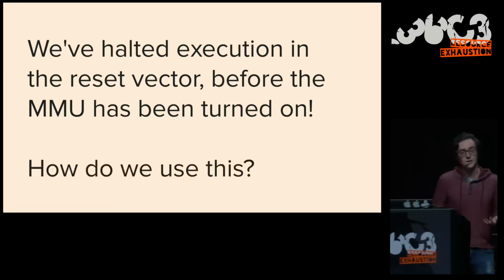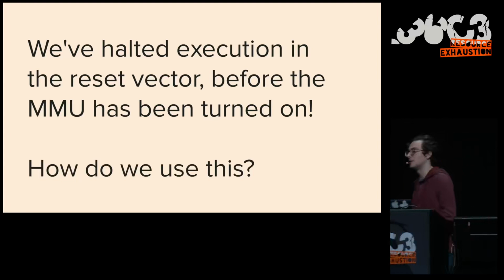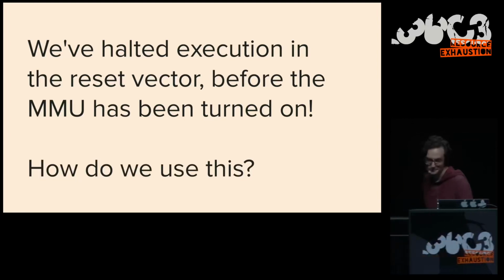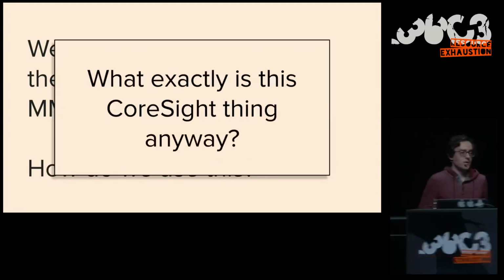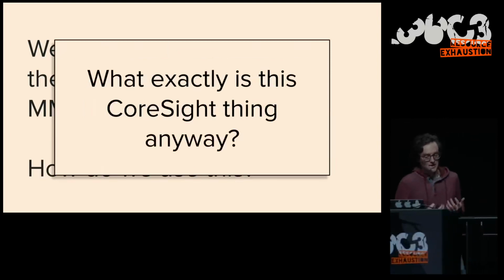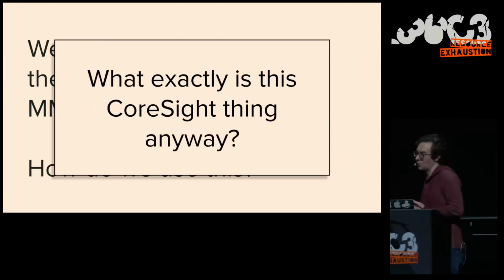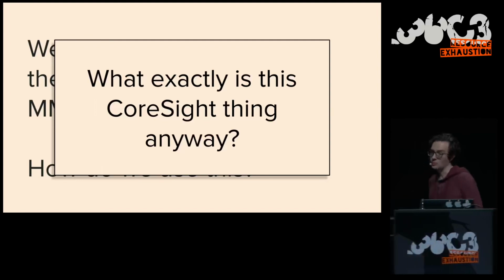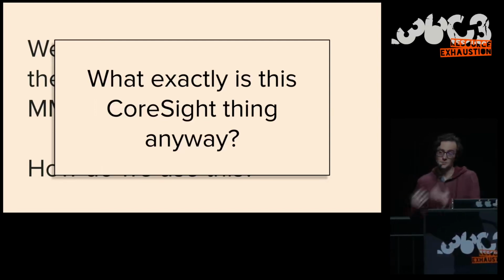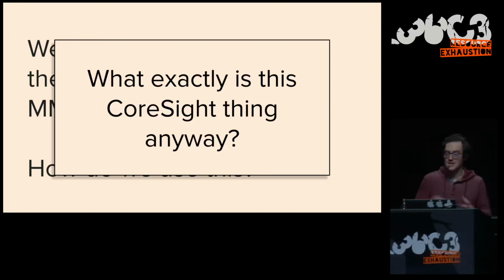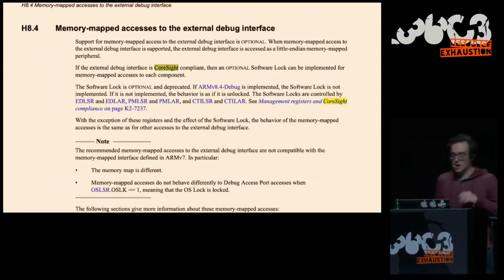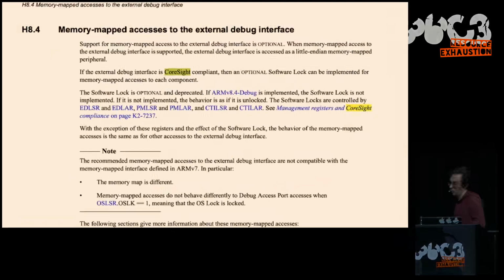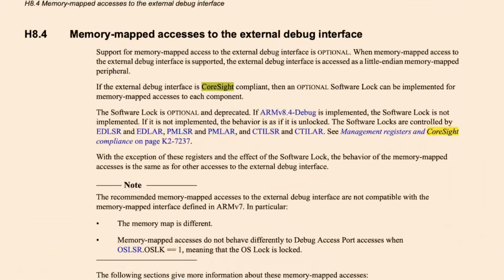So, of course, what I really wanted to know was how do we use this capability in order to bypass KTRR? Well, it turns out that there's a more fundamental question that I needed to answer first, which was, what exactly is this core site thing anyway? It's really hard in practice, at least for me, to exploit something without knowing a general sense of how something works. And so I basically just searched for core site in the ARM reference manual and came across a bunch of references to core site in connection with something called the external debug interface.